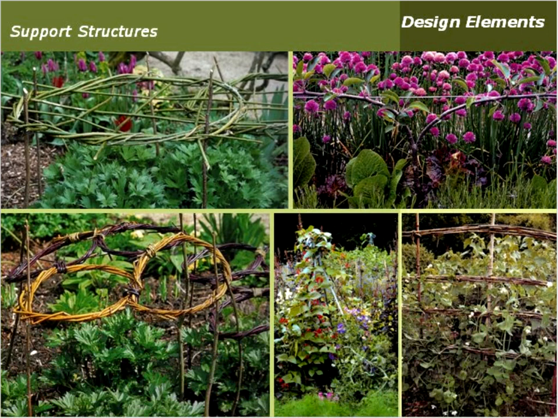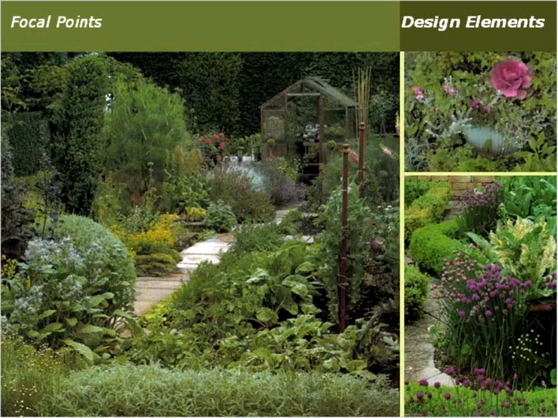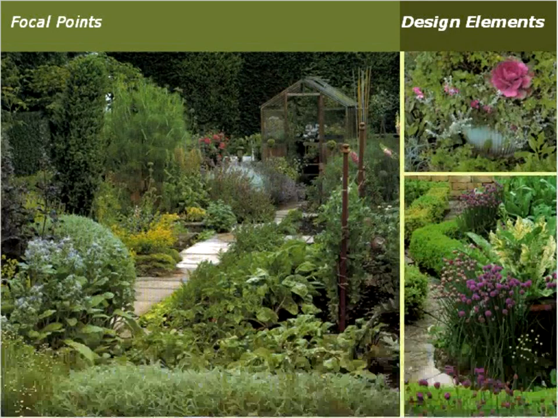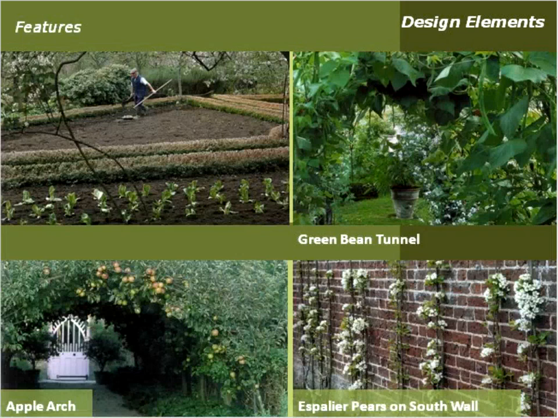And then below, the obelisk and the little screen can be used as focal points in the designs. Below, just choosing focal points, which can be a structure like the little greenhouse here at the end of the path, or they can be a pot with a very variegated plant that stands out, or even just a simple ornamental plant with significant flowering. Other features with a little more care and maintenance, which is this apple arch and the green bean tunnel, which is also always a fun example to create a little bean tunnel or bean teepee.